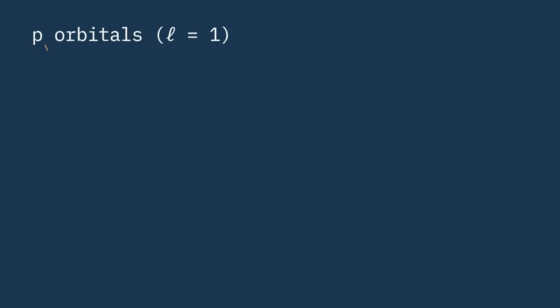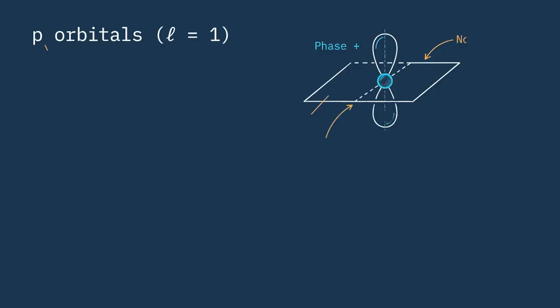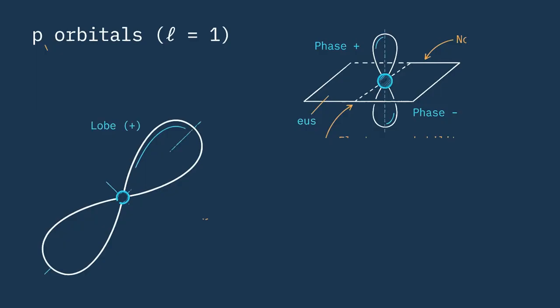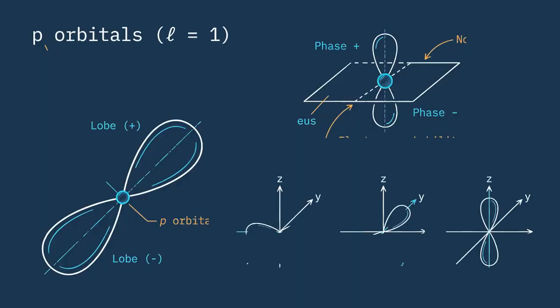Next are p orbitals with L equals 1. They have one angular node. That node is a plane passing through the nucleus where the wave function changes sign. This creates two lobes on opposite sides of the nucleus, giving the familiar dumbbell shape. There are three p orbitals oriented along the x, y, and z directions.